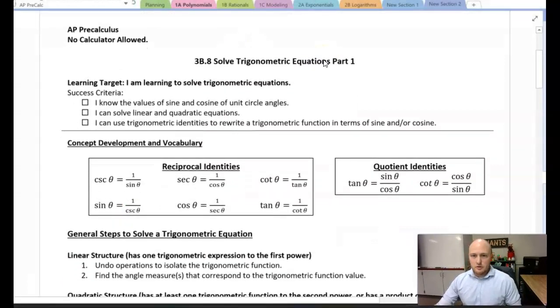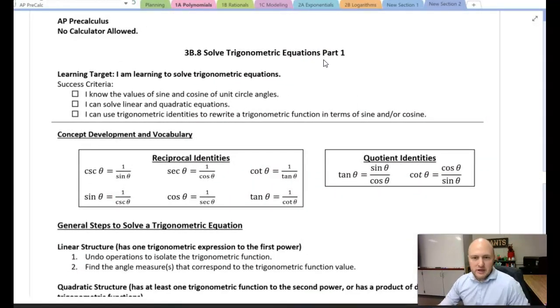For this lesson, we are learning to solve trigonometric equations, and to be successful, you're going to have to know your unit circle angles, and the values of sine and cosine of these angles, which are your y and x values respectively. You're going to have to be able to solve linear and quadratic equations, so we'll look back at some solving techniques for those types of equations. As well, you're going to have to use trigonometric identities to rewrite a trigonometric function in terms of sine and cosine, because that's what the unit circle gives us, our x and our y values, which are cosine and sine respectively.